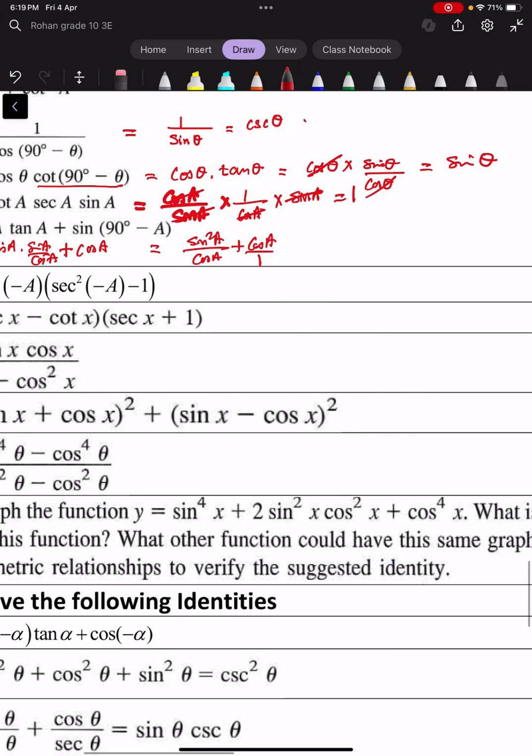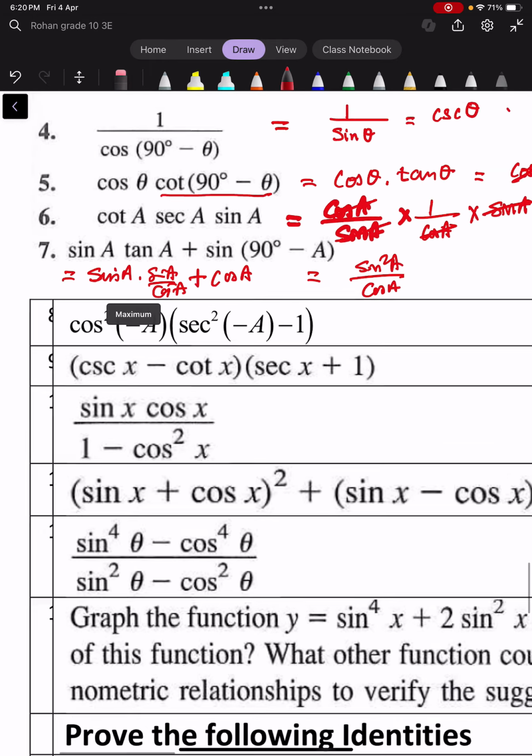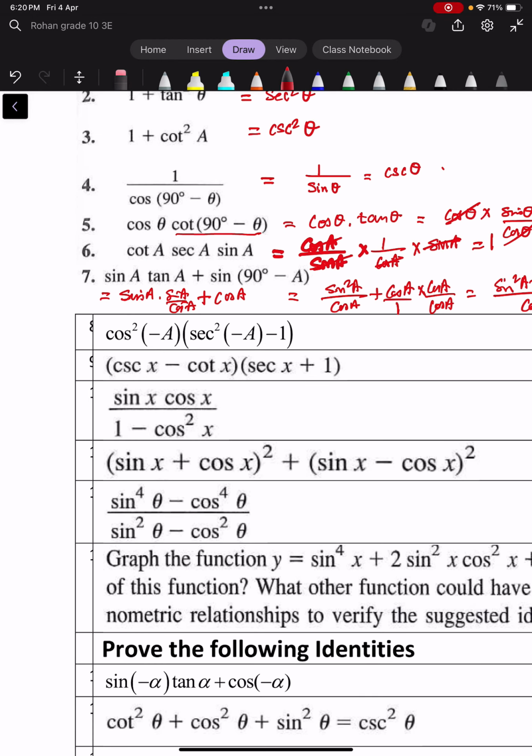LCM. You'd have to multiply that by cos A. So cos squared. That's 1 upon cos A, which is sec. Wait, why is this squared? Because it's sine into sine, so it becomes sine squared upon cos. Okay, makes sense.